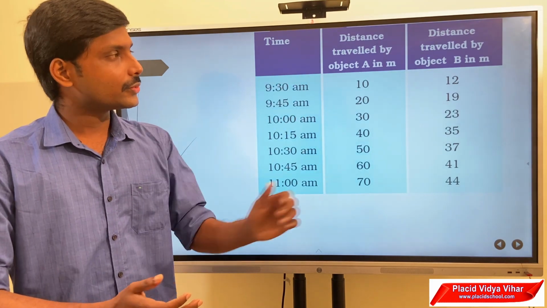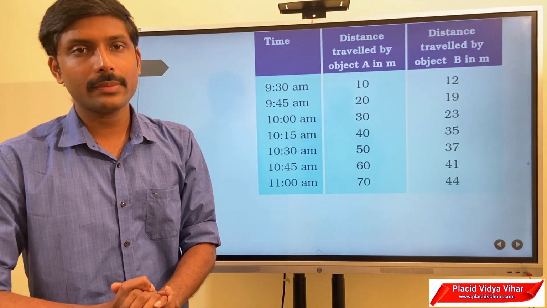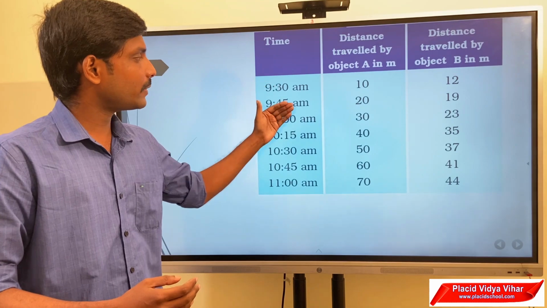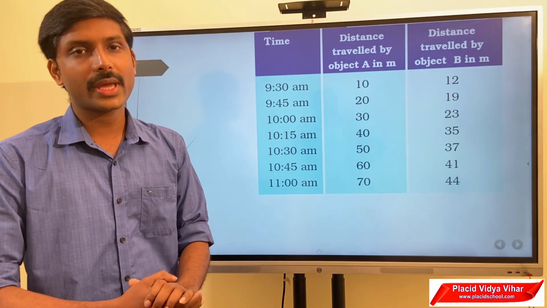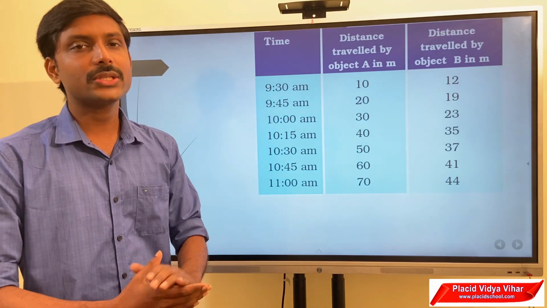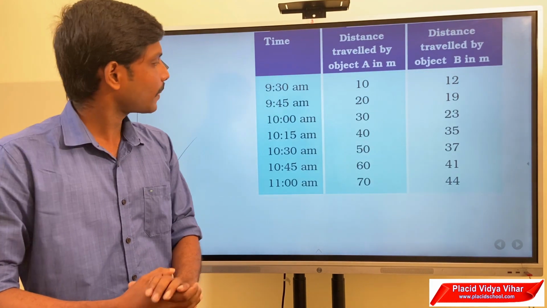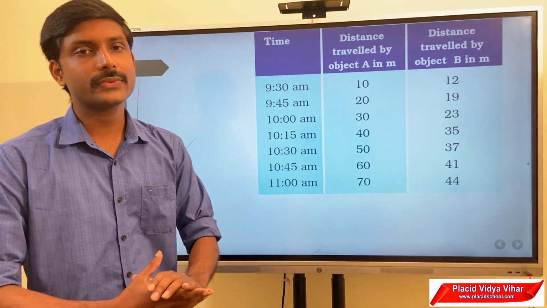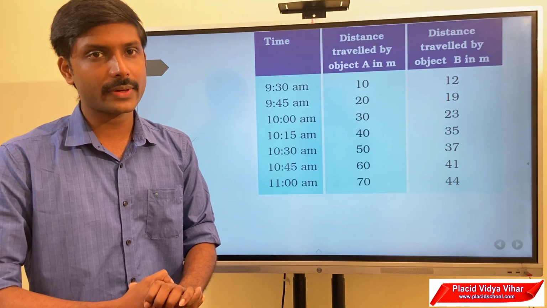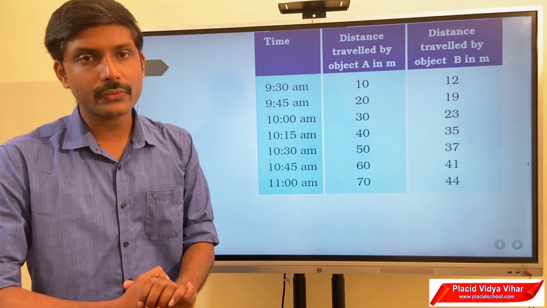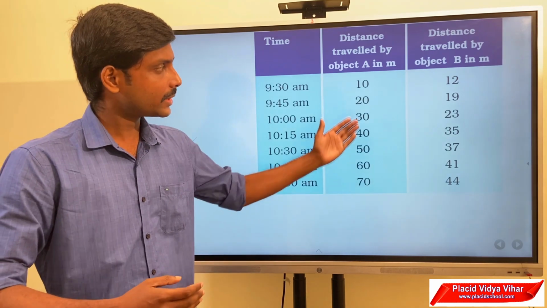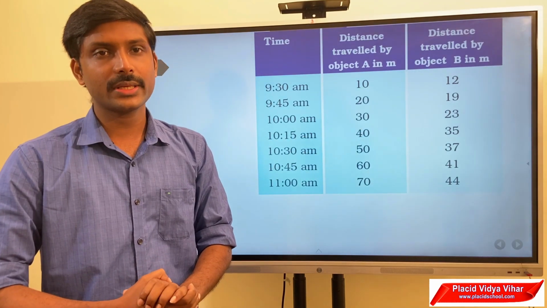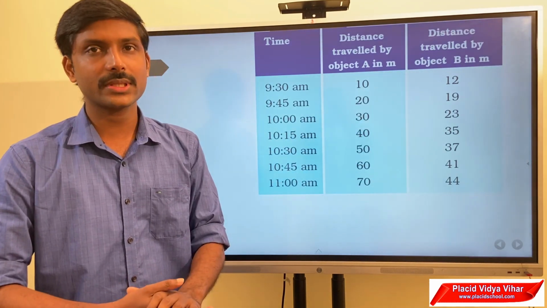Here there are two objects A and B which are traveling from 9:30, and we are observing the positions of A and B after each 15 minutes. If we look at the table, we can see that after each 15 minutes, object A is covering equal intervals of 10 meters, whereas object B is changing the distance that it is covering at different intervals of time.